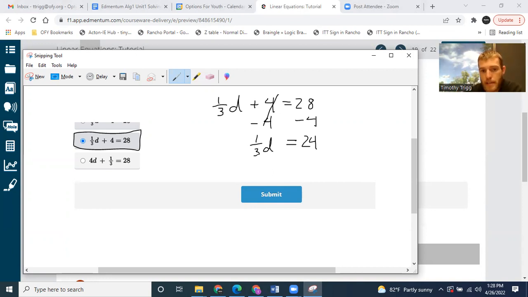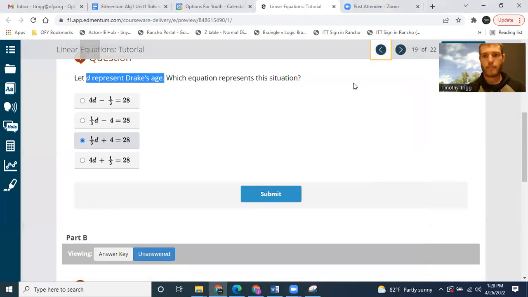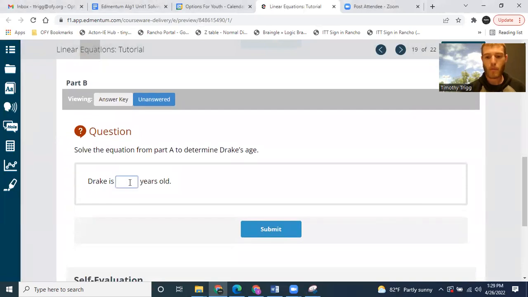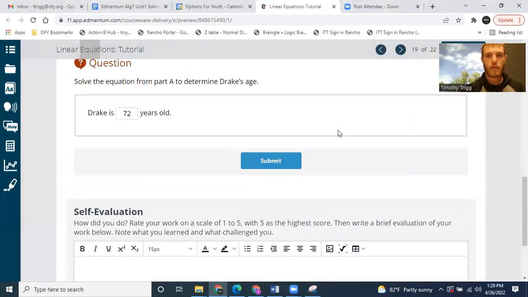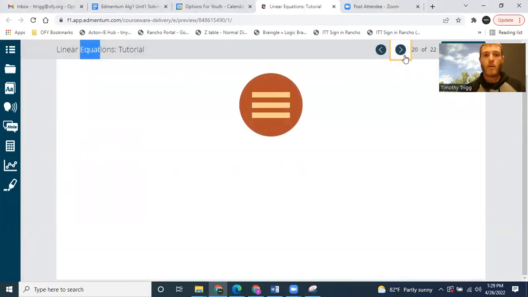Now notice this says 1/3 D. Another way to think of this is as D divided by 3. So here I have divided by 3. How do I cancel it? I multiply by 3. And whatever I do to one side, I have to do to the other. So that gives us that D equals 24 times 3, that's 72. There you go. Drake's age is 72. He's almost as old as I am. Hope that made sense.